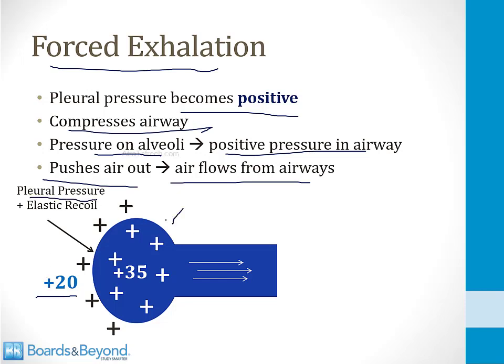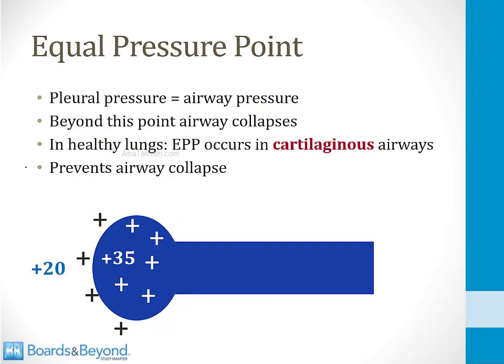the lungs want to collapse in on themselves. That's called elastic recoil. So that pressure is added additionally, and therefore you get a very high pressure in the alveolus, like plus 35. And remember that atmospheric pressure is 0, so now you have a very large gradient of 35 millimeters of mercury driving airflow out of the lungs, and that's why you're going to get a vigorous forced exhalation. So you might be wondering, if the pleural pressure becomes positive, why doesn't it collapse the lungs?